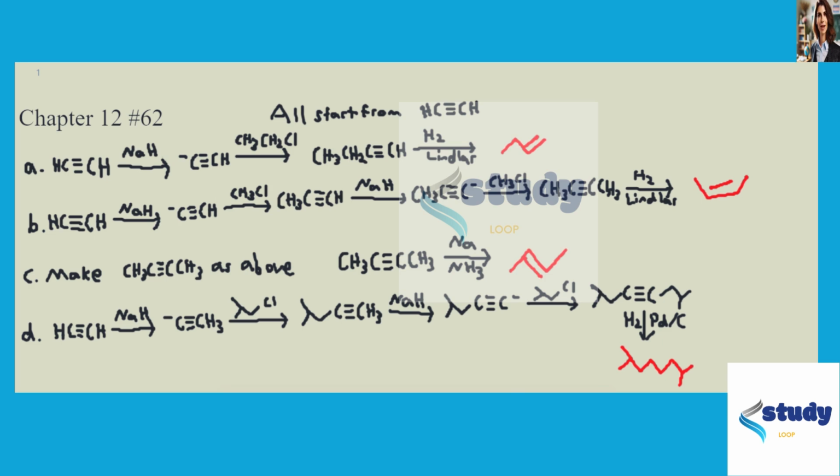This is the answer to Chapter 12, problem number 62 from the Smith Organic Chemistry textbook. And this problem is asking us to synthesize 4 different molecules starting from acetylene each time. And so I've drawn acetylene here at the top.